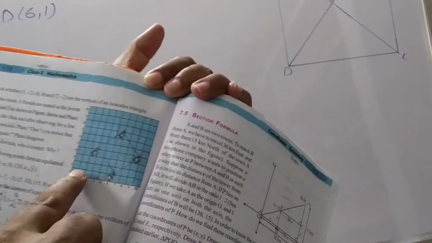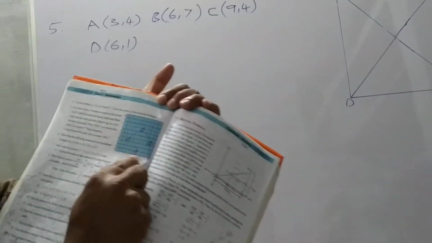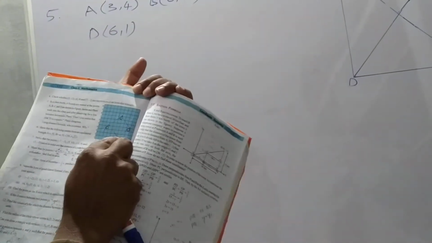Here observe 1, 2, 3, 4, 5, 6. Point B is 6 comma 7. In the same manner, point C is 9 comma 4, and point D is 6 comma 1.